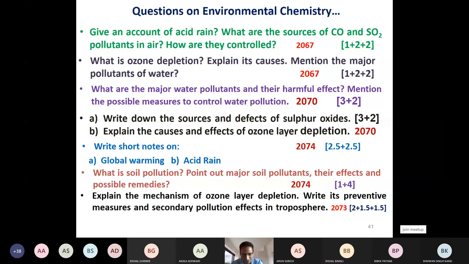Mostly focus on environmental chemistry, then read in brief inorganic polymer, paint, and lubricant. In paint, the most important questions are: what are the important requirements of paint and lubricant, and what is the function of lubricant. Give an example of solid lubricant and simple lubricant, and under what conditions they are to be used.